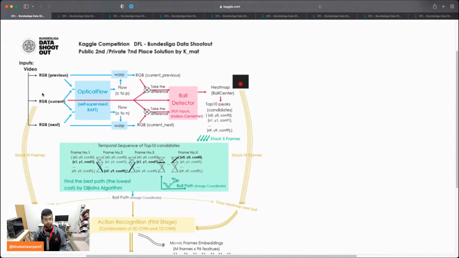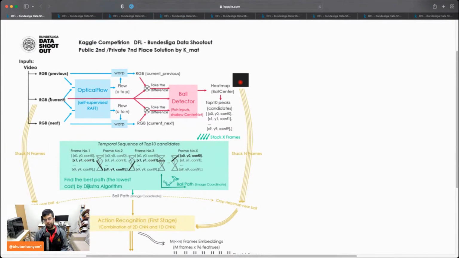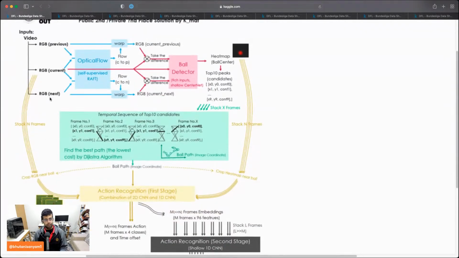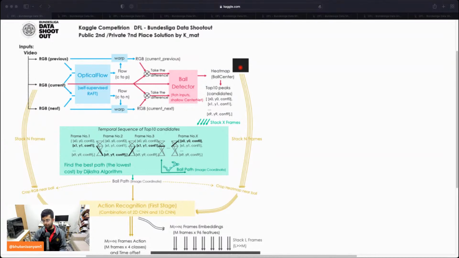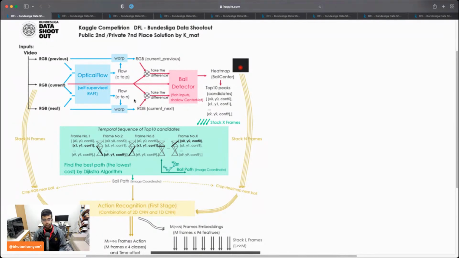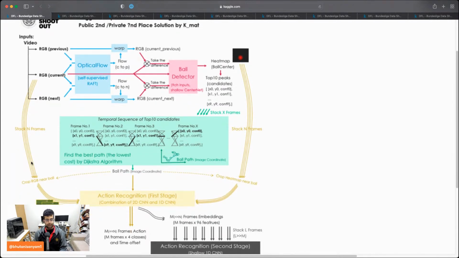So I have the video with the RGB frames. KMAT worked with the RGB frames apparently. He passes all of these in, applies optical flow with the semi-supervised RAFT algorithm. It's one of the optical flow algorithms. You can read about it. From there, he takes the difference and passes a 9 channel input into a CenterNet to detect the ball. From there, he draws a heat map and takes the top 10 peak candidates, which are then stacked together.